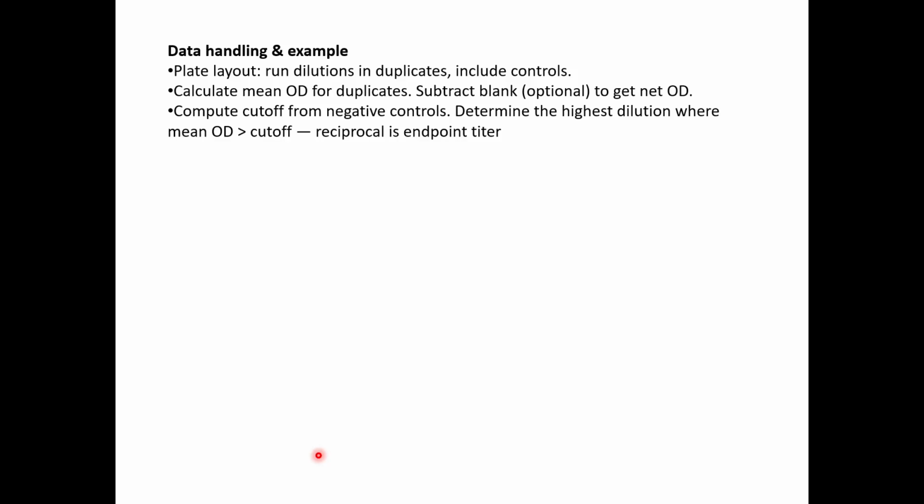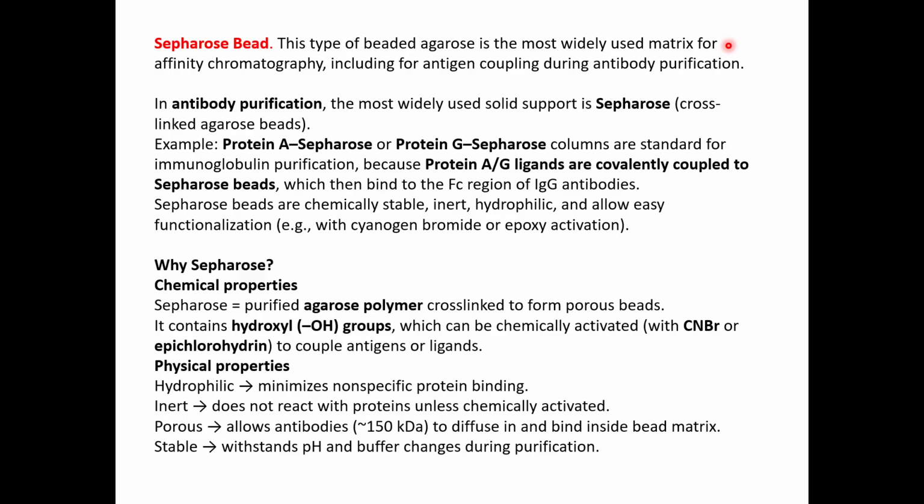Then you would have your data handling. So you have your plate layout, you have your run dilutions and duplicates, including the control. After all the background subtraction and normalization, you will get a particular OD value before your cutoff, and that particular dilution will be your titer value. So that is it about this.